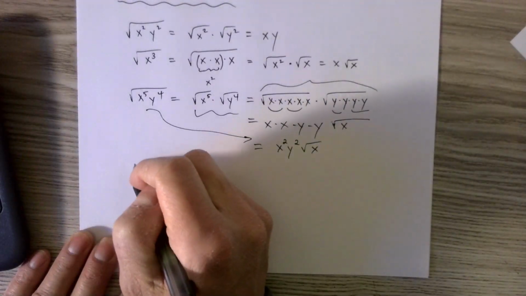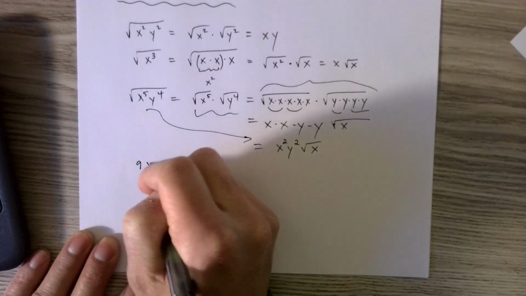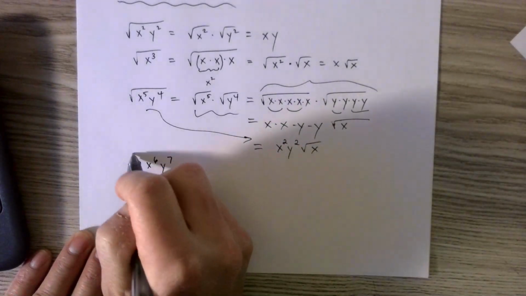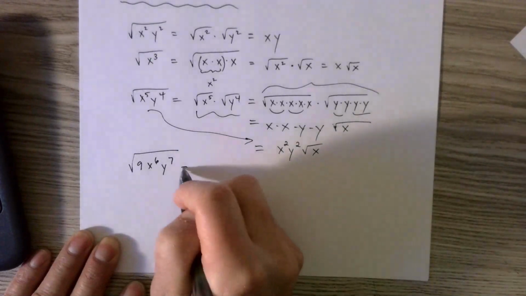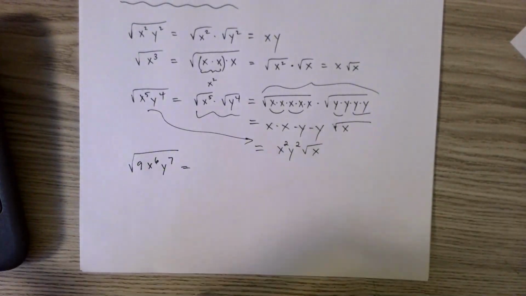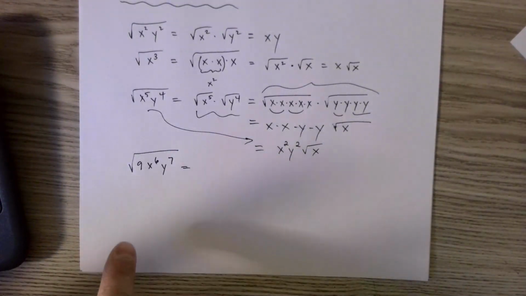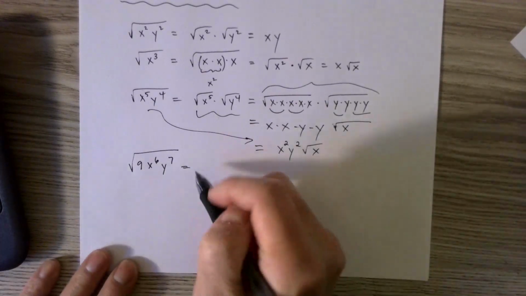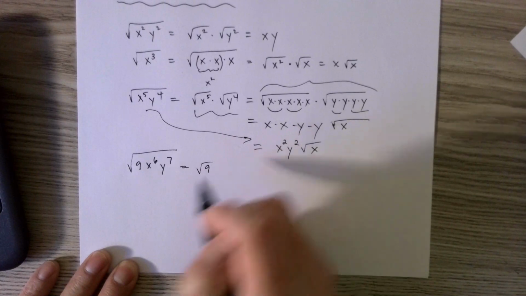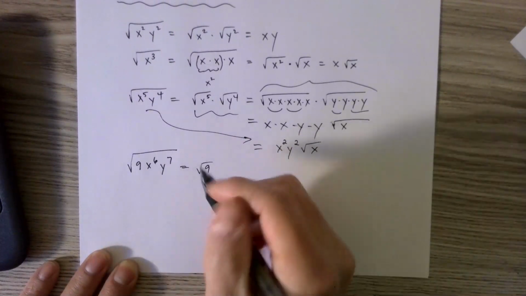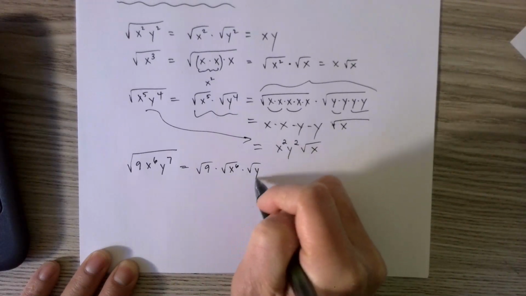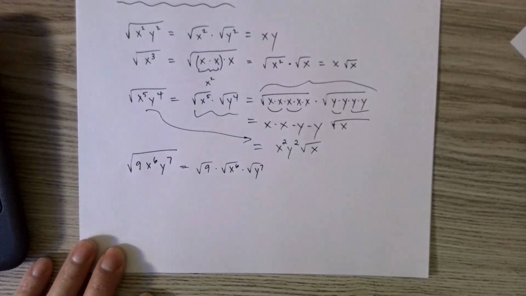Okay, now I'm going to throw in a coefficient. 9x to the 6th y to the 7th. So what do I do with this coefficient? Well, the coefficient is a base. It's a separate base. It's separate from x. It's separate from y. So I'm going to split this up into 3 rads, each with a different base, and simplify each rad separately.